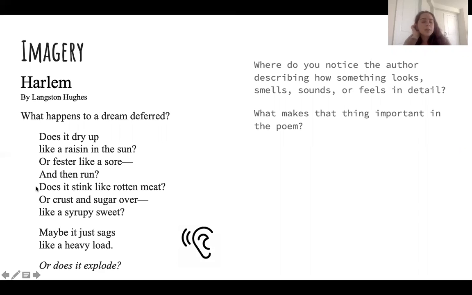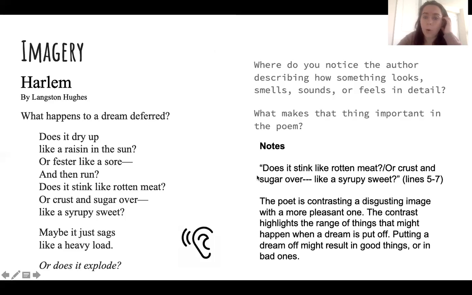But the lines that stood out to me the most are, does it stink like rotten meat? Or crust and sugar over like a syrupy sweet? I think that stood out to me because I can really picture rotten meat. And also the fact that he's describing smell here, he's using stink, that makes me think that it's a good example of imagery. The idea of rotten meat that's all stinky is really gross. And then he puts it right next to crust and sugar over like a syrupy sweet, which is a much more pleasant image. So that contrast really drew me in and made me want to use it as my example of imagery.